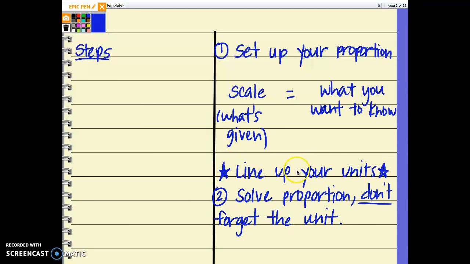You want to be sure you line up your units. If you think back to the word problems that we solved a couple of lessons ago, you write your labels and line those up. We'll do the same thing for this. Number 2, solve your proportion and don't forget the unit.